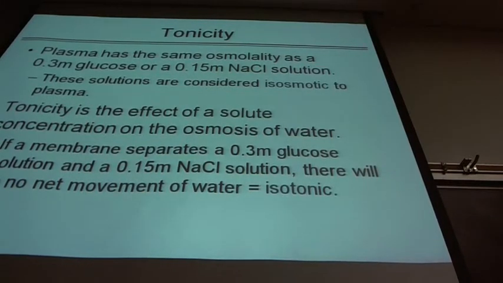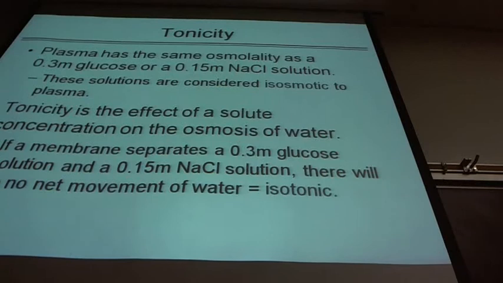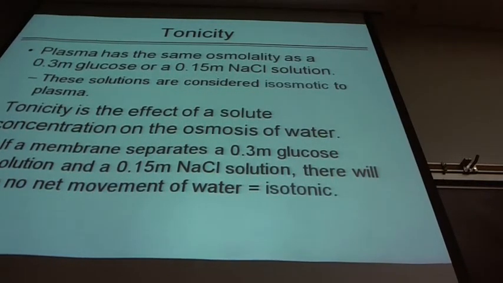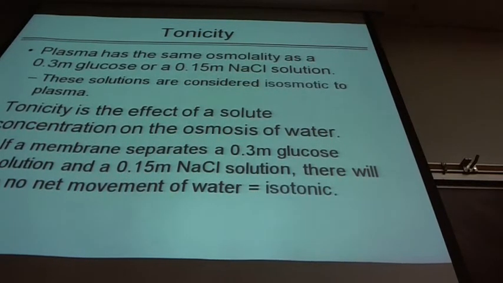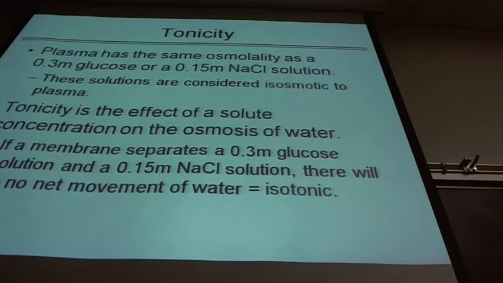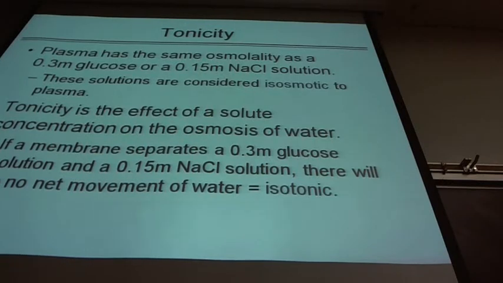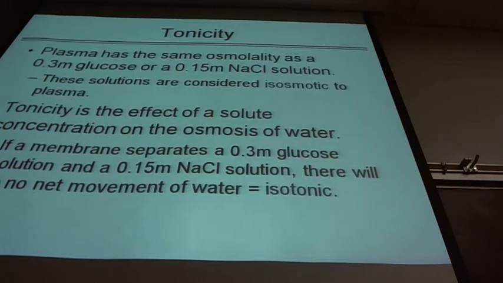So for instance, right here, you have 2 osmoles on this side, 1 osmole on this side. This solution is hypertonic compared to the glucose solution. It's more concentrated. It's hypertonic. It's going to pull water in. The glucose solution is hypotonic, less concentrated than the sodium chloride. Isotonic is when they're the same.